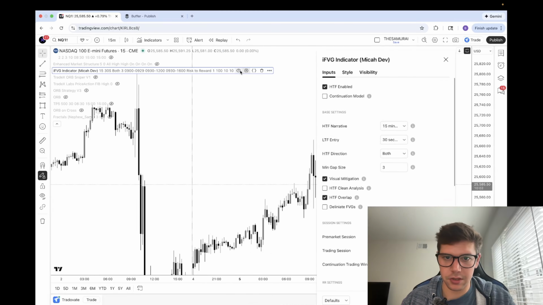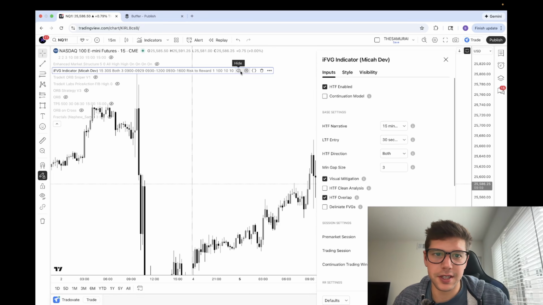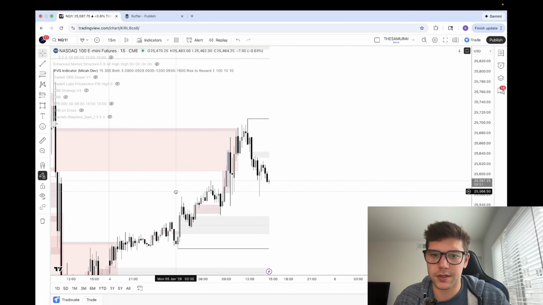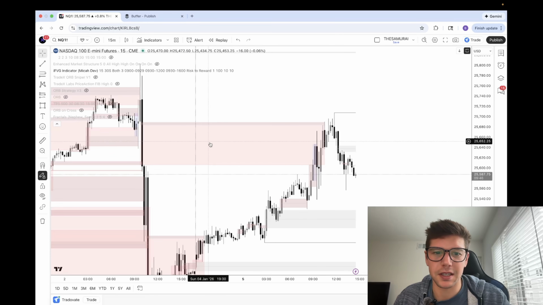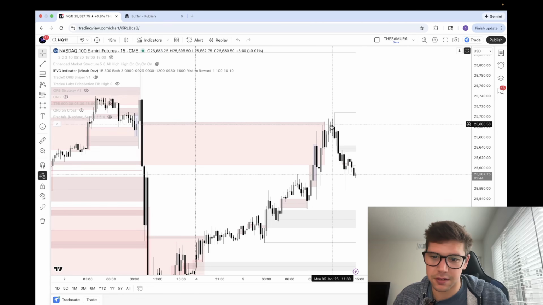It's still loading up here. It's such a powerful indicator, this iFVG indicator, that it takes a little while for it to load, but it's going to identify this 15-minute fair value gap here. All right, so as you can see, here is that 15-minute fair value gap. It's red because that basically means it got invalidated, which it did over here.